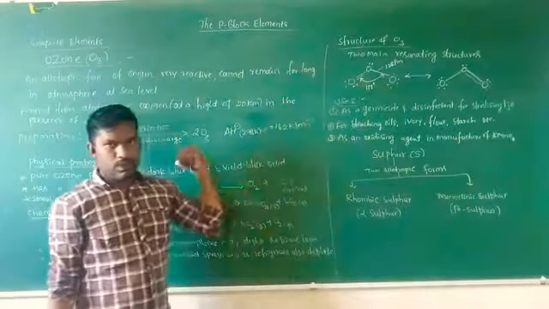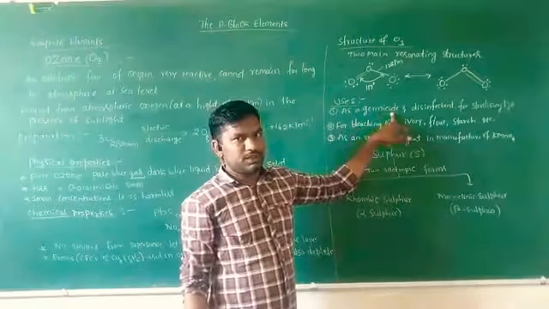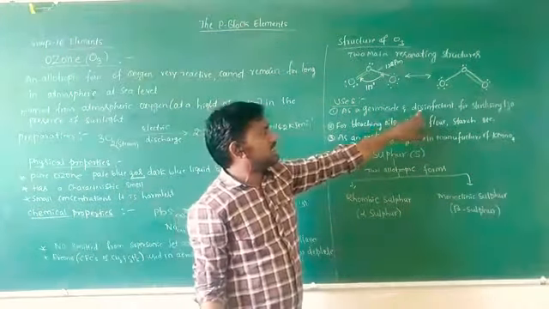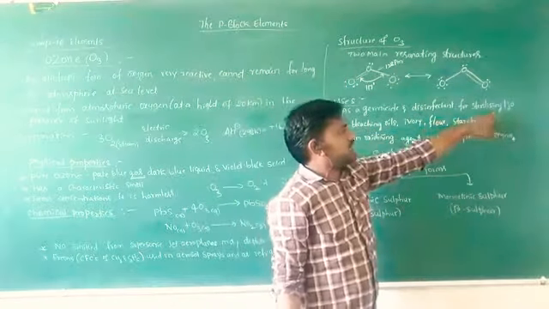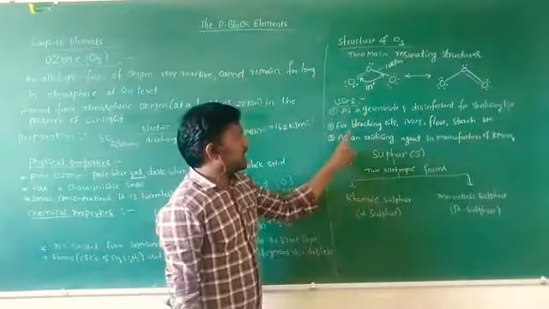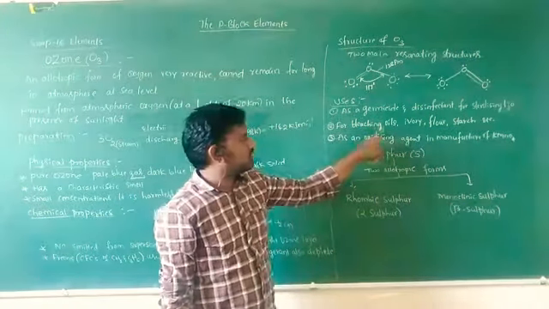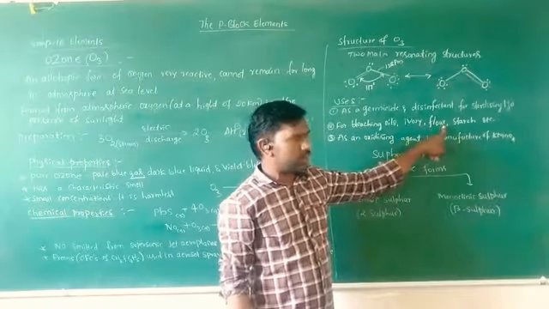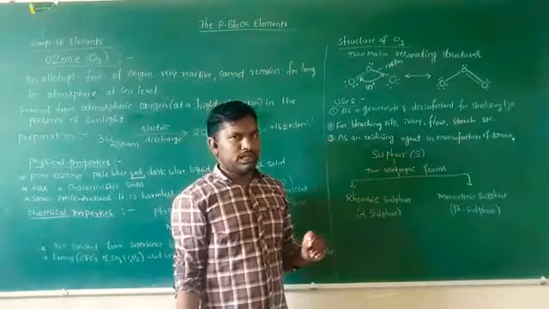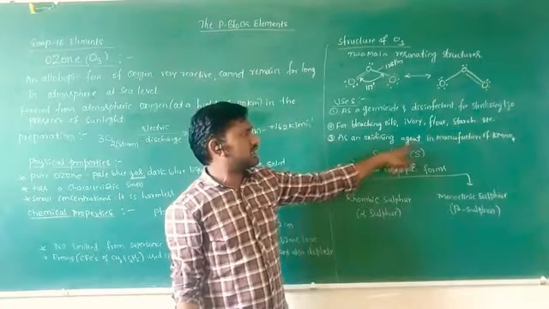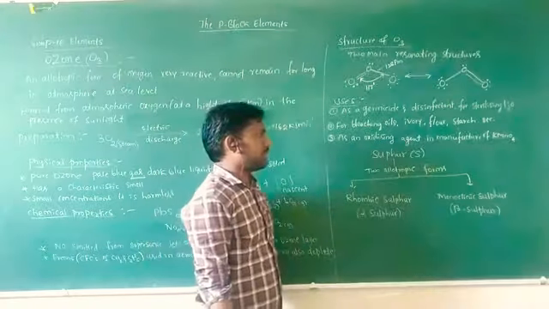Uses of ozone. O3 is used as a germicide to kill germs, as a disinfectant, and for sterilizing water. Ozone is also used for bleaching oils, ivory, flour, starch, etc. And ozone is a strong oxidizing agent used in the manufacturing of potassium permanganate (KMnO4).